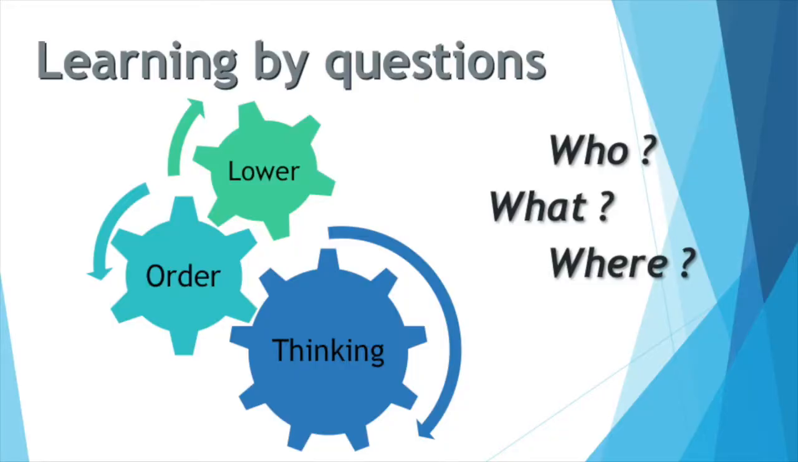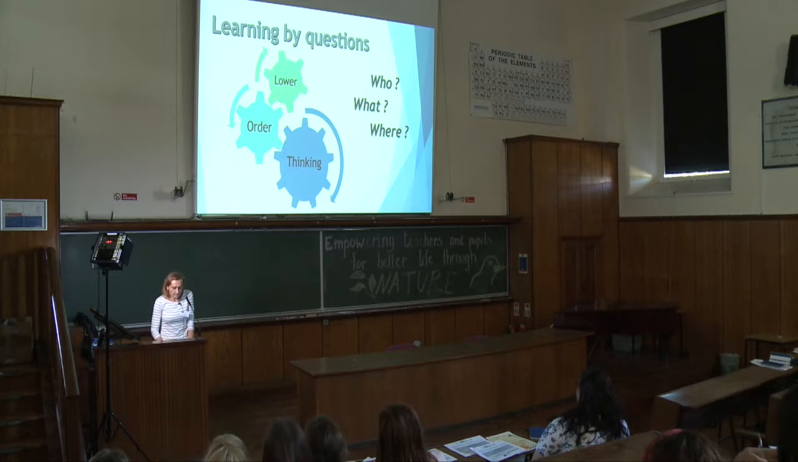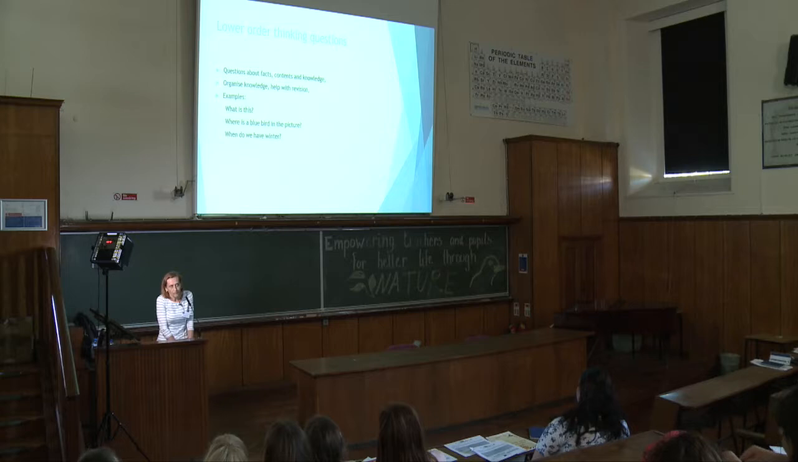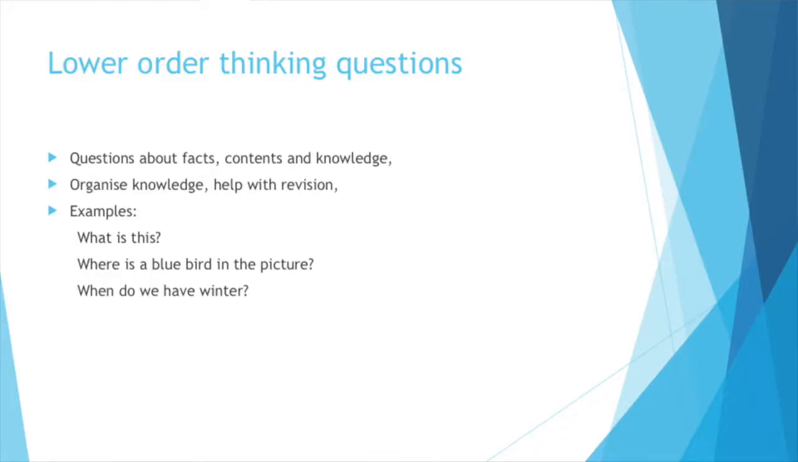And we have two types of question: low-order thinking questions and higher-order thinking questions. On this slide, you have some information about low-order thinking questions. These are questions around who, what, where, and questions about facts, contents, and knowledge, about organizing knowledge, and they help with revision. They are good, but they are not very creative for children.